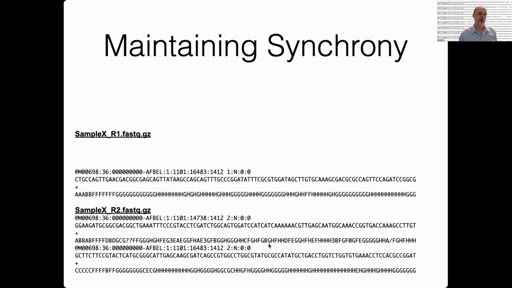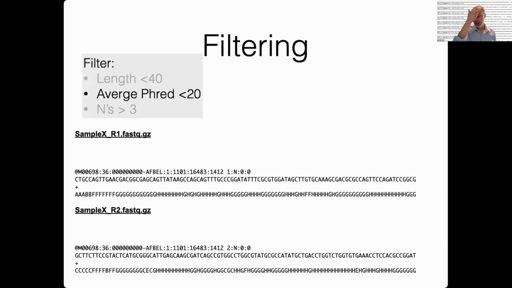in part because that adds a computational load to the process. So again, if we're going to filter out this read, we will almost always filter out its pair in the R2 or vice versa. So even though there's nothing wrong with this sequence in and of itself, we're going to filter it out because it's breaking that synchrony.